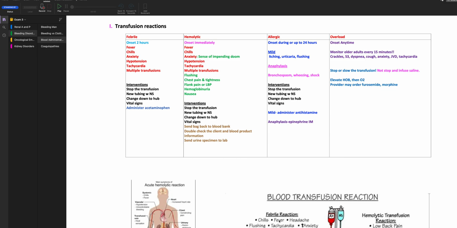So if it happens, you're going to stop the infusion, start with a new tubing of normal saline, and change the tubing down to the hub. Okay, take the vital signs, administer acetaminophen.